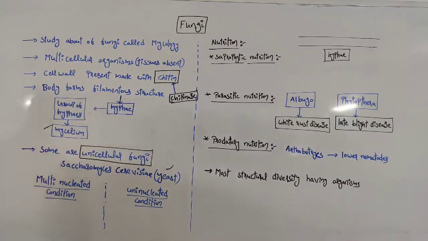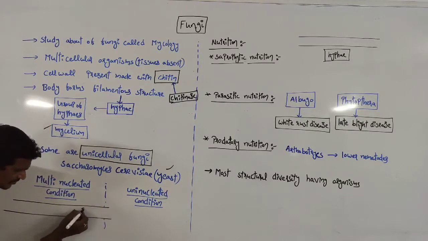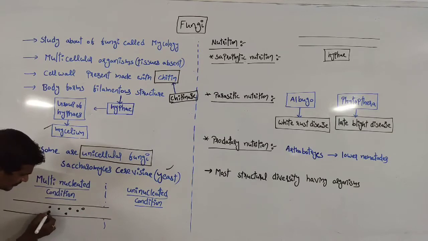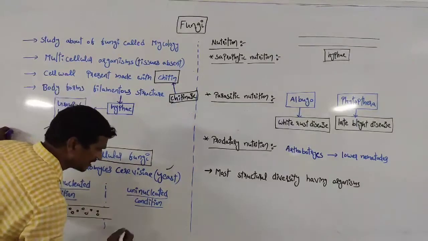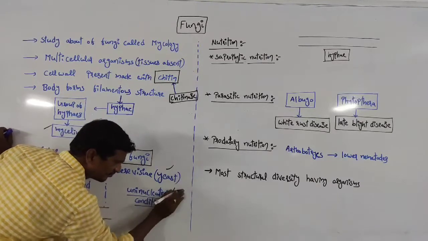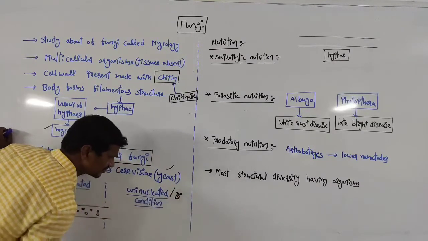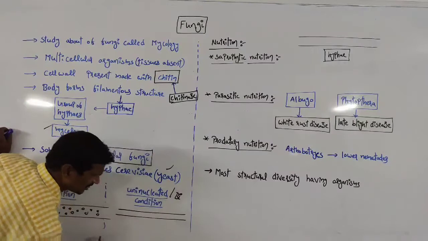And within the fungi, a multinucleated condition is there. Within the organism, many nuclei are present. This is the multinucleated condition. In certain cases it may be uninucleated or binucleated, right? In certain cases a single nucleus, in certain cases two nuclei. This is one of the hyphae structures.